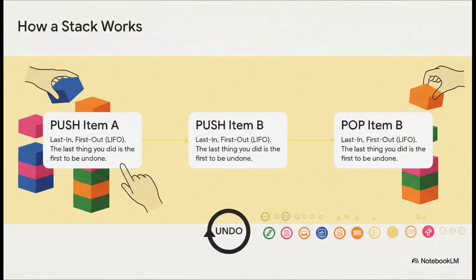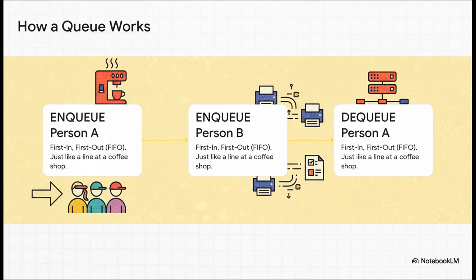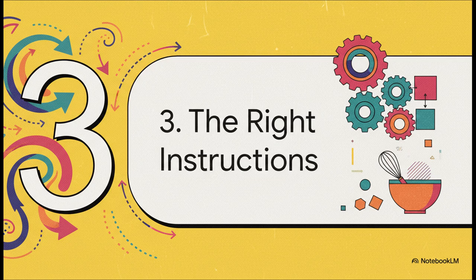Now, building on top of these basic structures, we can create more specialized tools. A stack operates on a last-in, first-out principle. Just think of the undo button in any app. The very last thing you did is always the first thing to be undone. Yep, that's a stack in action. And the total opposite is a queue, which works on a first-in, first-out basis, just like a line at a coffee shop. The first person to get in line is the first one to get served. This simple idea ensures fairness and is used absolutely everywhere, from managing your print jobs to handling requests on a web server.